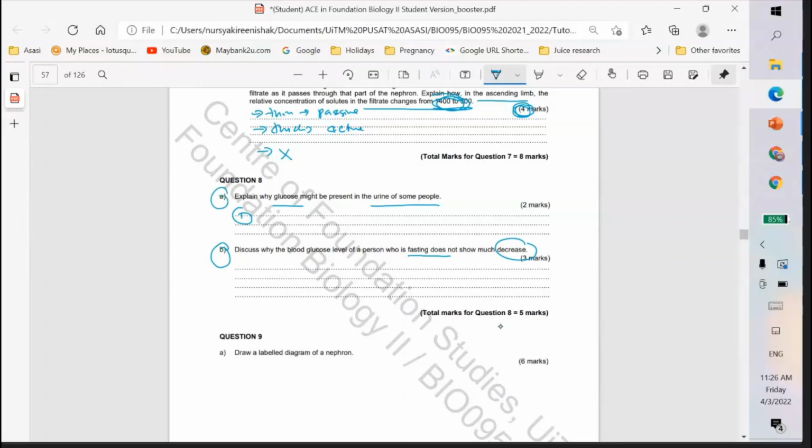Look at this question. This question is independent of question A. Question B is independent of question A. So it means do not relate your answer with the formation of urine. The question is: discuss why the blood glucose level of a person who is fasting does not show much decrease. So for this question, you must explain how your body regulates blood glucose level through the involvement of hormones such as insulin or glucagon.